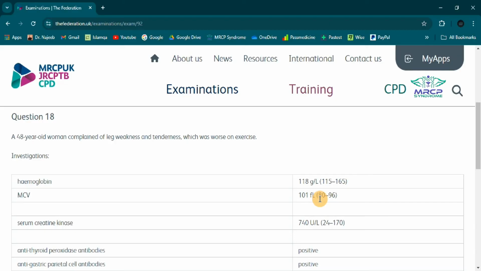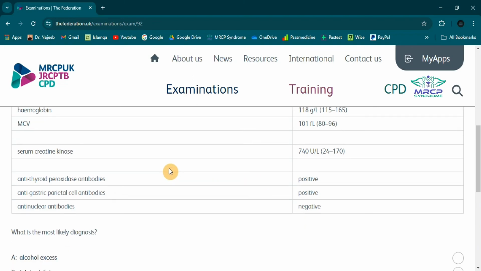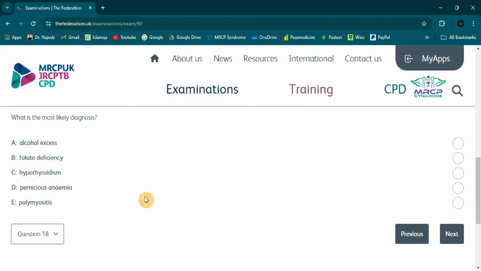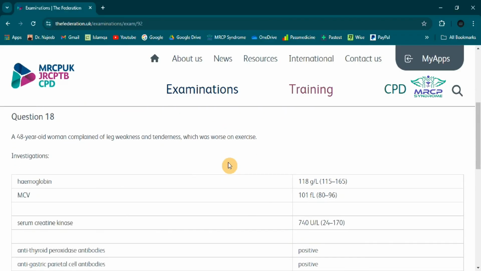So the most likely diagnosis for this 48-year-old woman presenting with the leg weakness, tenderness, elevated creatinine kinase, and positive anti-thyroid peroxidase antibodies and positive anti-gastric parietal cell antibodies is hypothyroidism. So what are the key points? Regarding the symptoms, the patient is having leg weakness and tenderness. These are common symptoms of muscle involvement, which can occur in various conditions, including hypothyroidism. In hypothyroidism, there is a specific term known as hypothyroid myopathy. The muscles will become stiff, weak, and tender, particularly on exertion.